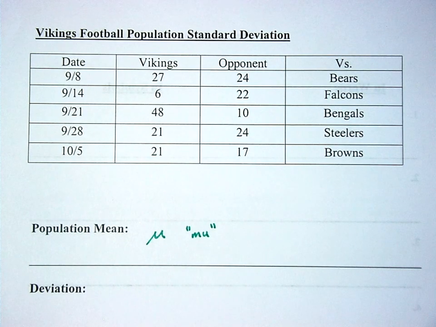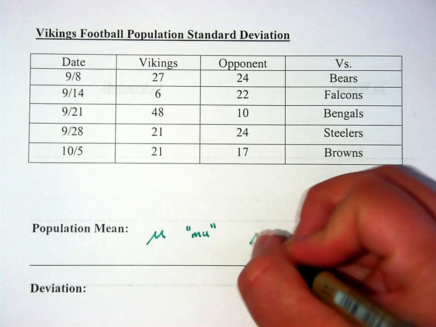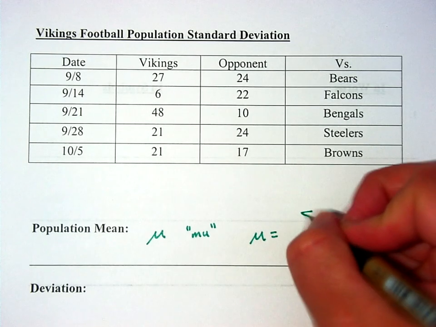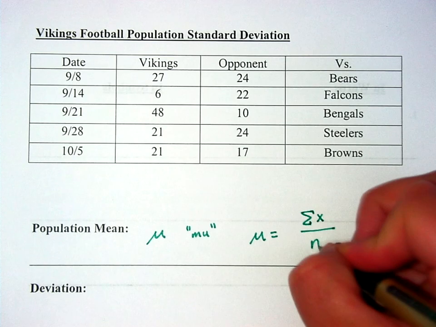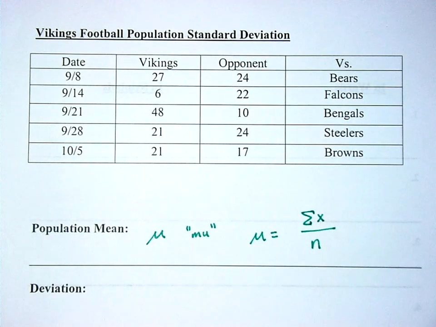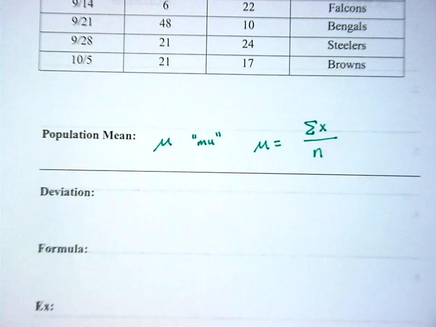Okay. And I'm going to write it like a mathematician. So I'm going to say that mu equals the summation of all of the data points divided by n, your sample size. Whoa. Doesn't it look fancy when it's just an average?